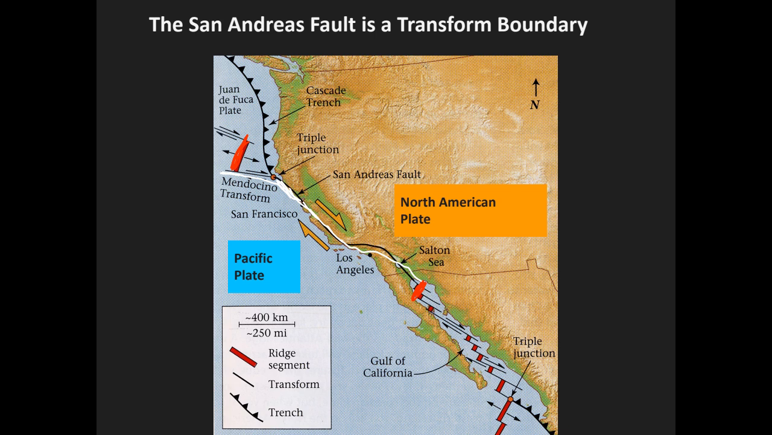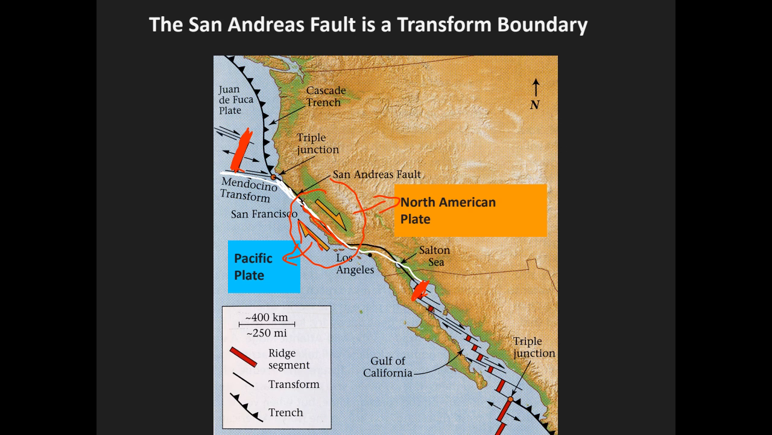And the fault passes by the continent, specifically close to California, and that's why we have so many earthquakes in this area. So this transform boundary right here called San Andreas Fault is a boundary between North American plate on the right side and Pacific plate on the left side. So Pacific plate moves up and North American plate moves this way.